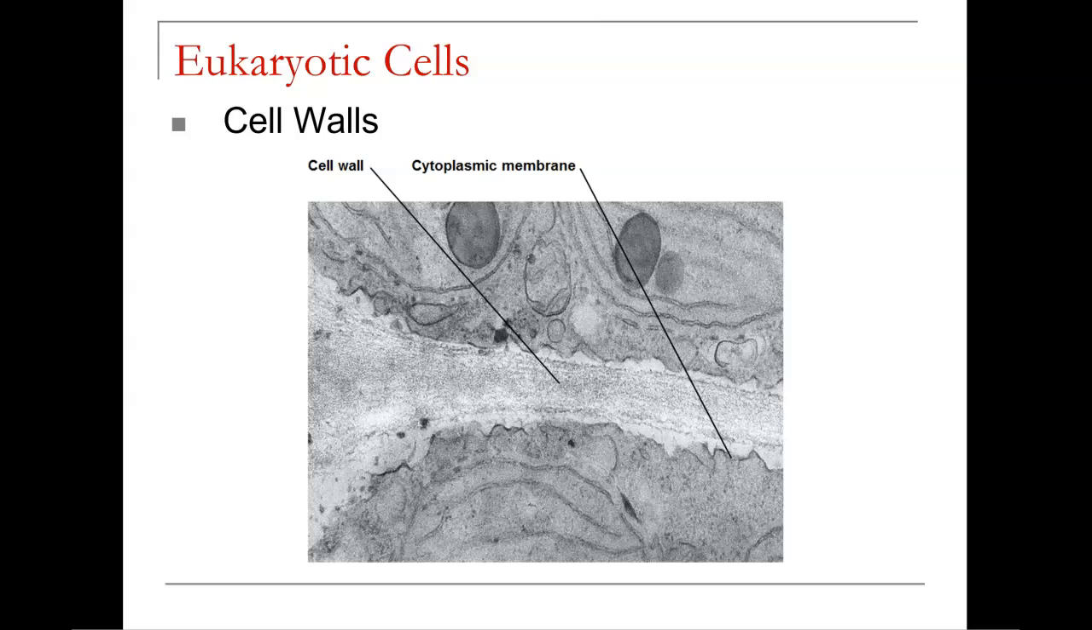In plant cells, it'll be made up of cellulose. In fungal cell walls, it'll be made up of cellulose and chitin. And with algae in their cell walls, it could be made up of agar, alum, cellulose, calcium carbonate, or a combination of these different things.